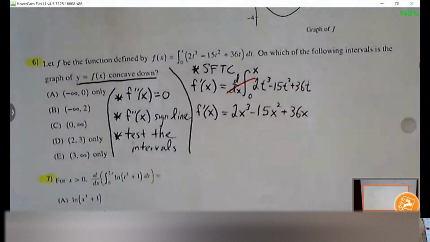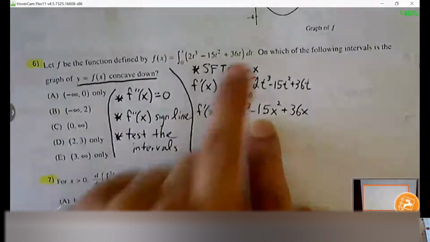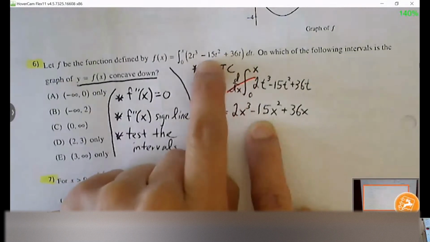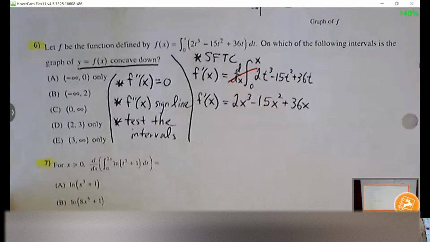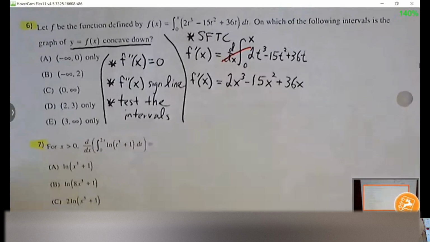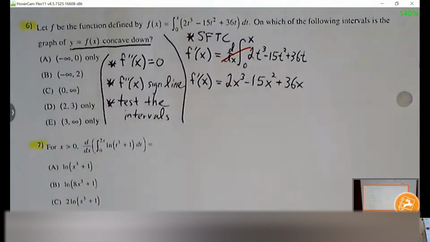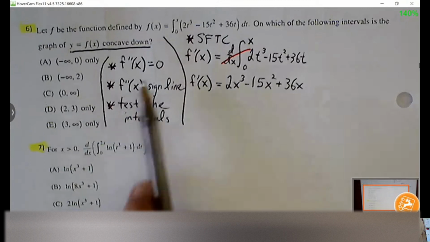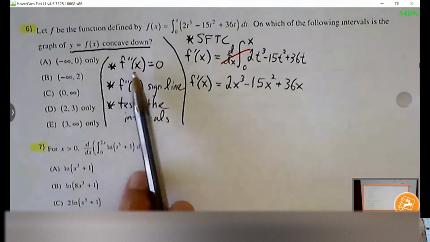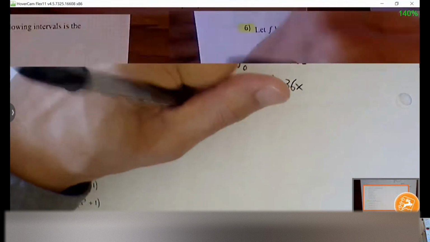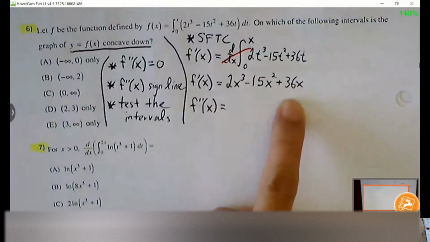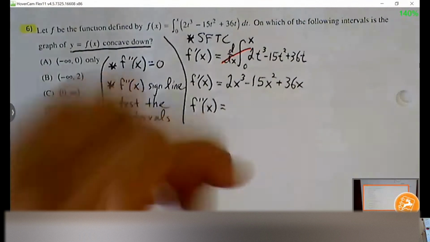Okay, any questions so far? F prime is just this expression here. We didn't have to do power rule to get to f prime. Okay, well, we have to keep going, right? Because we're trying to get down to information about concavity, so we have to find f double prime. Now, to get from f prime to f double prime, we'll use power rule, right?